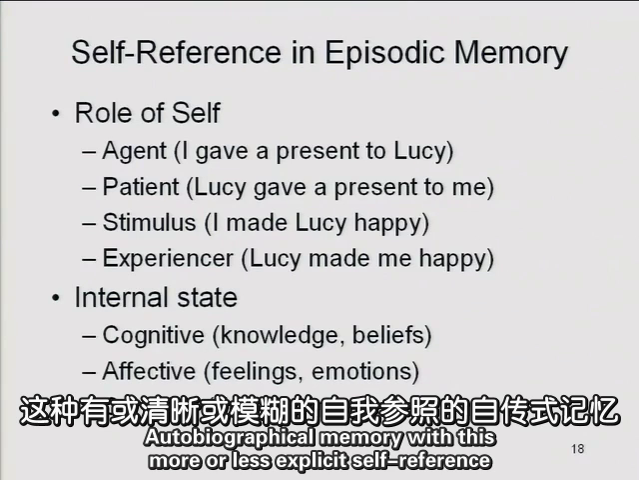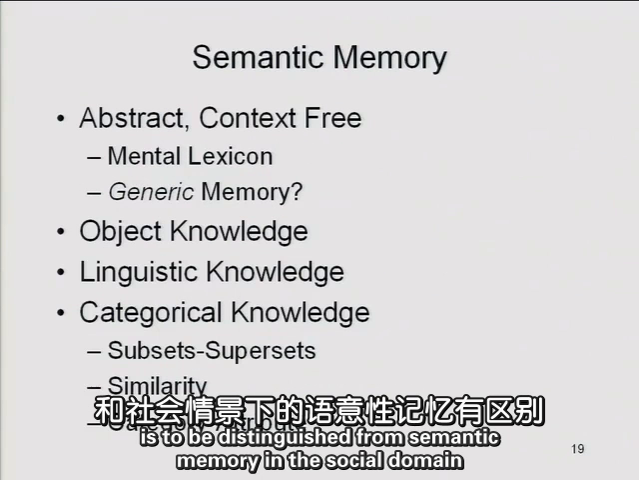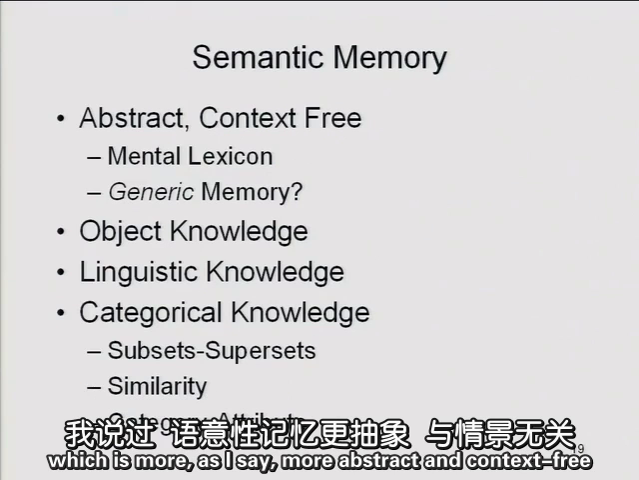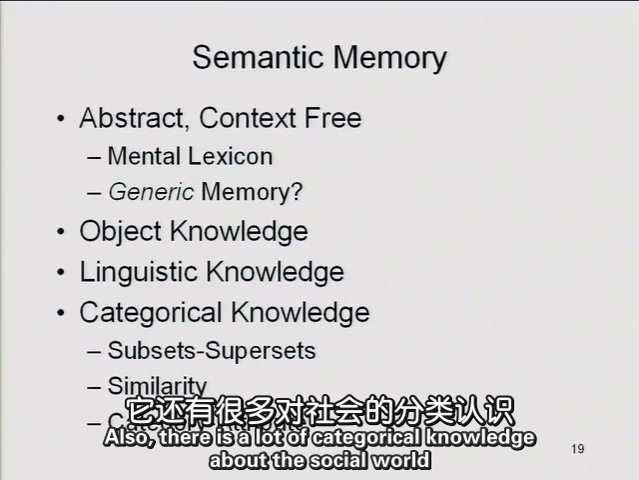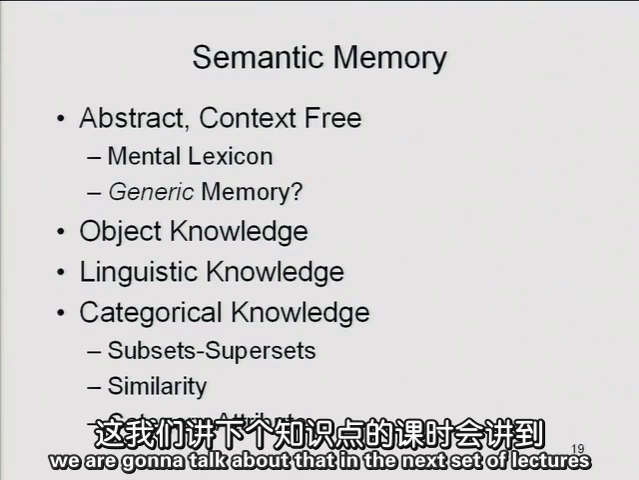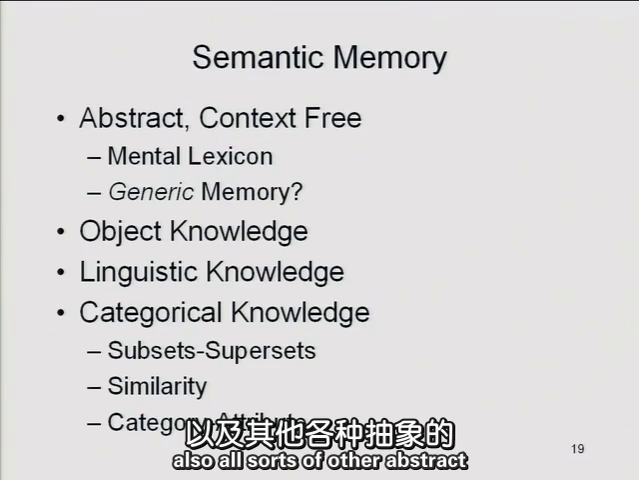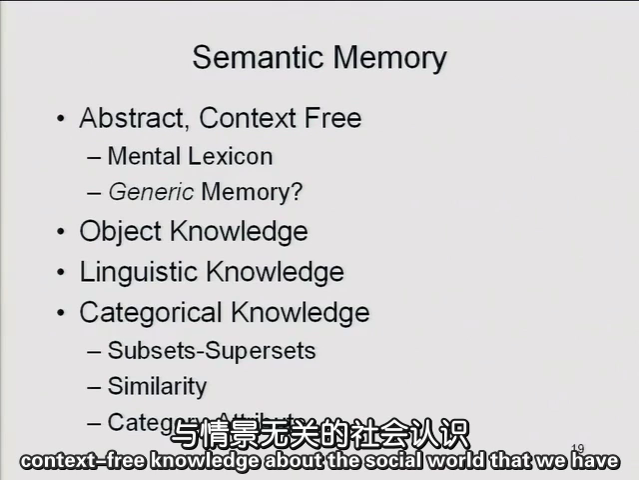Autobiographical memory, with this more or less explicit self-reference, is to be distinguished from semantic memory in the social domain, which is more abstract and context-free. So there's a lot of categorical knowledge about the social world. We're going to talk about that in the next set of lectures. There are also all sorts of other abstract, context-free knowledge about the social world that we have.